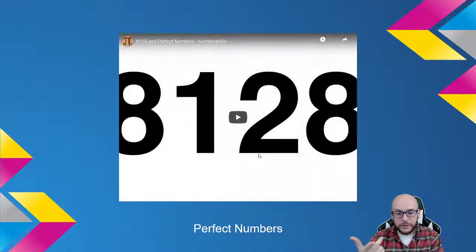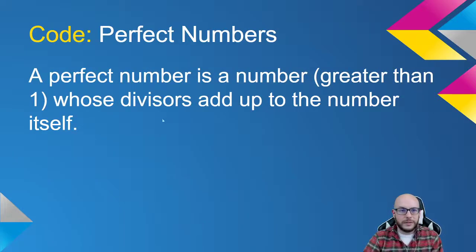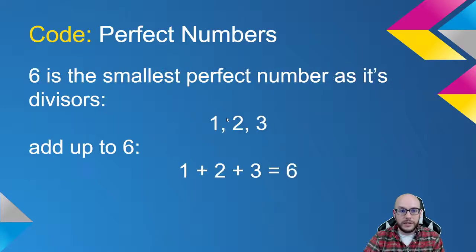There's a Numberphile video here that talks about perfect numbers. It's kind of cool. I kind of recommend it. But I'm just going to tell you what a perfect number is. A perfect number is a number greater than 1 whose divisors add up to the number itself. 6 is the smallest perfect number, as its divisors, 1, 2, and 3, add up to the original number itself.